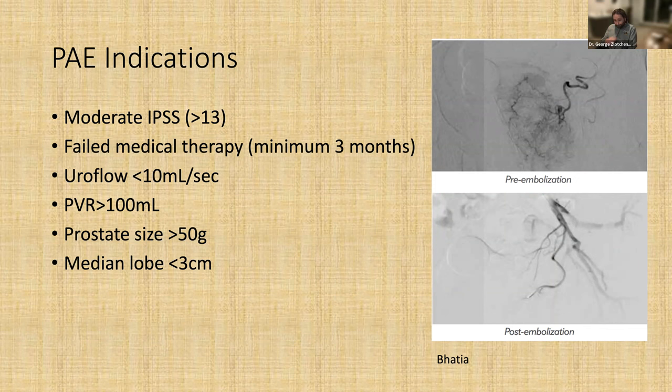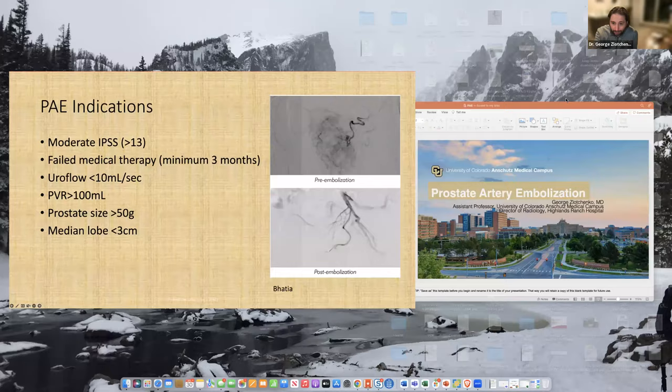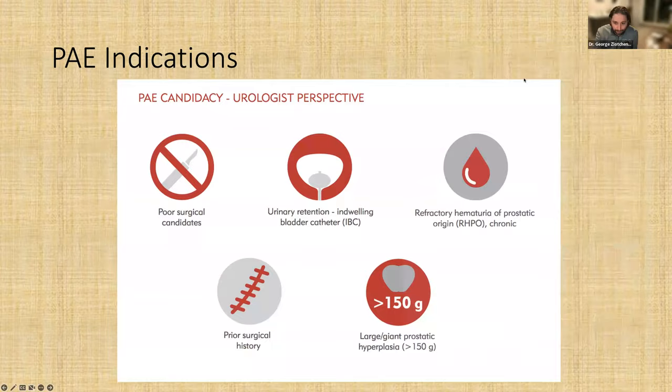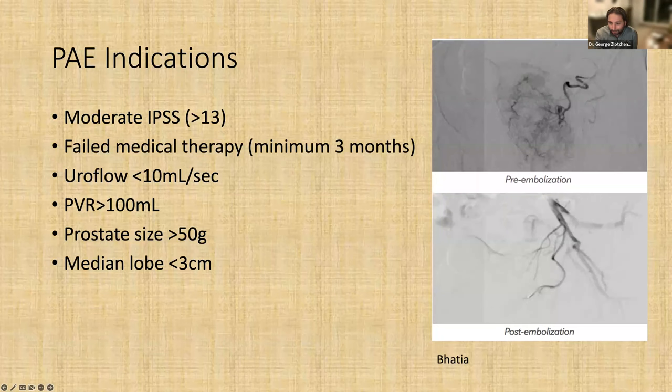So this is a picture pre-embolization. You can see the staining of the prostate gland. You can see a Foley catheter here. And post-embolization, you don't want to totally destroy the whole prostate artery. You want to make sure you don't have any visualization of intraprostatic collaterals. So you can see the difference there.